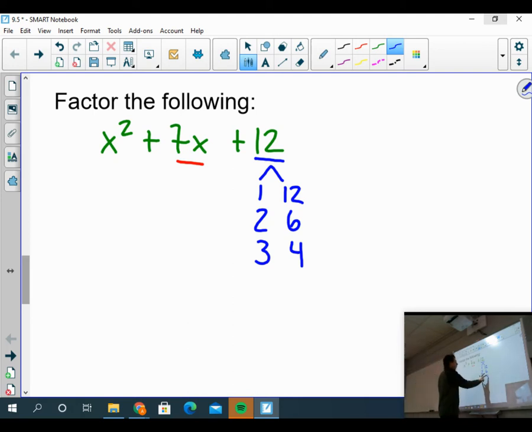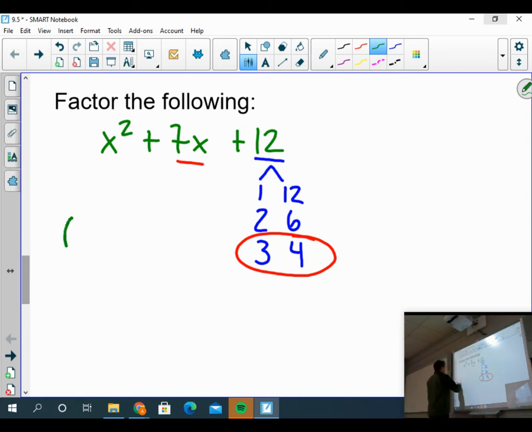And so what I'm going to do is look at this list of factors and identify which ones add to give me my middle term. Well, 1 plus 12 would give me 13. 2 plus 6 would give me 8. But 3 and 4 will add to give me 7. Therefore, 3 and 4 are going to act as my two factors.